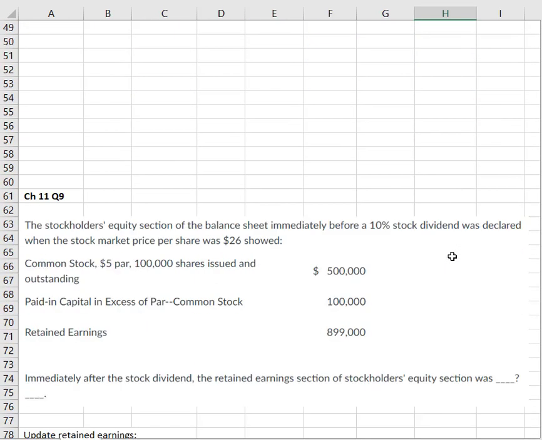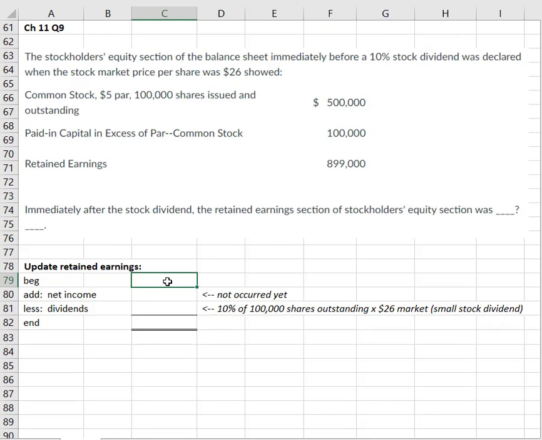Let's try one more. So here we have equity before a stock dividend is declared. And then they tell us about the stock dividend. Okay, 10% stock dividend. So that's a small stock dividend below 25%. So it would be calculated at market price per share, which they give us as $26. And they want to know immediately after the stock dividend, what does retained earnings look like? So retained earnings starts at $8.99. There's no net income, given that on one day you don't have net income. So their net income is not applicable here.